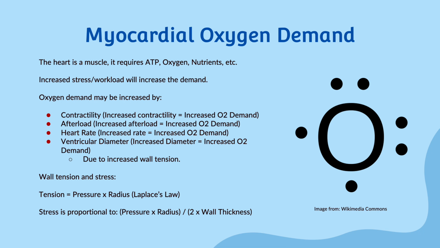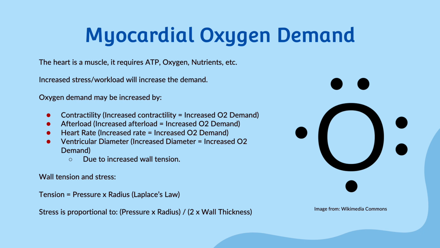There are several factors that can affect myocardial oxygen demand and influence the amount of oxygen that the heart muscle requires. One important factor is the heart rate, or the number of times that the heart beats per minute. A faster heart rate increases the demand for oxygen as the heart muscle contracts and pumps blood more frequently.